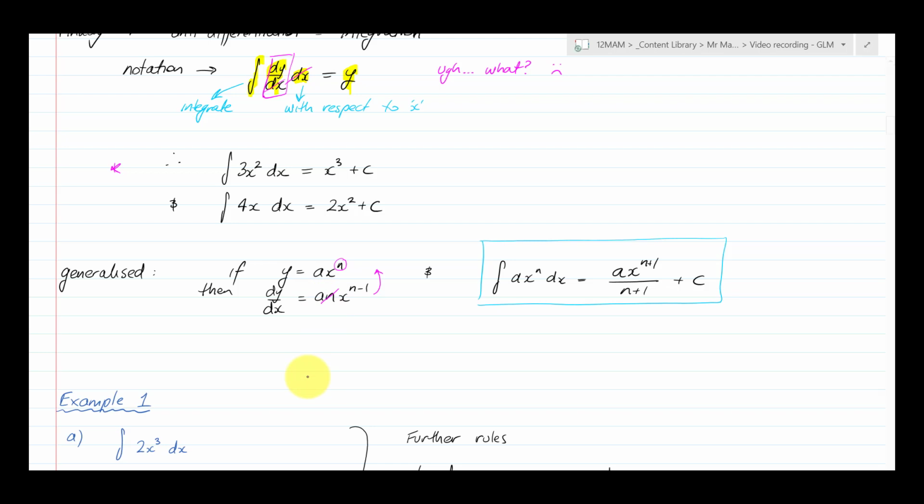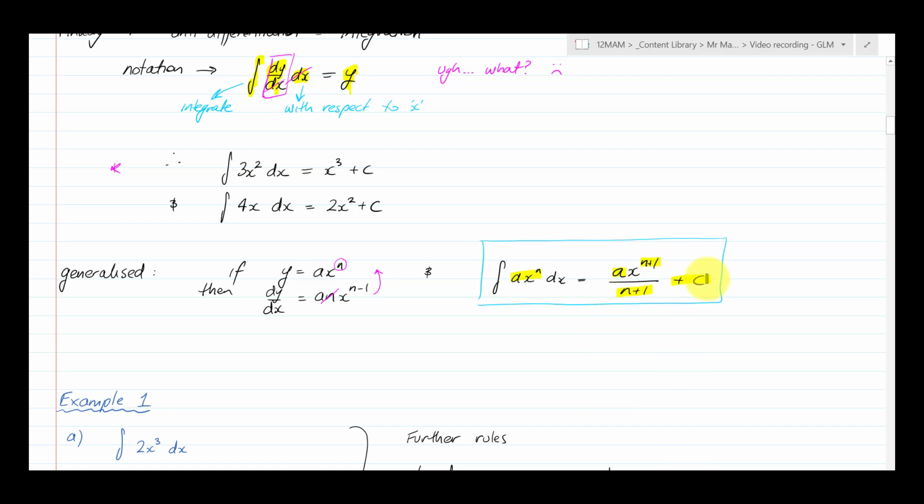In differentiation, we lower the power by 1 and we multiply by the old power. Now we increase the power by 1 and we divide through by the new power. So you can see that here. Here's our original function. The a has remained the same. We've increased the power by 1 and we divide it by n plus 1.